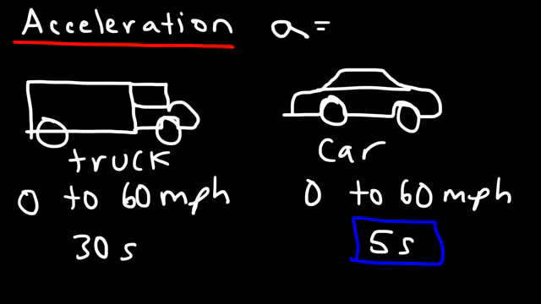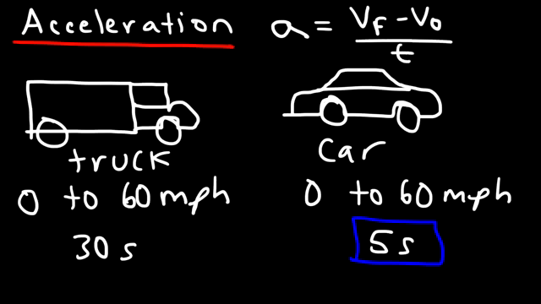Acceleration is defined as the change in velocity divided by the change in time. Or sometimes you could just put t, so you can write it this way. Let me adjust the formula. If you see the triangle, it simply means change. So acceleration can be written this way: it's the final velocity minus the initial velocity, divided by the time.